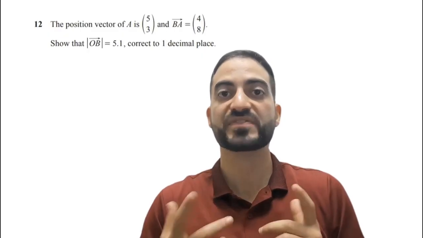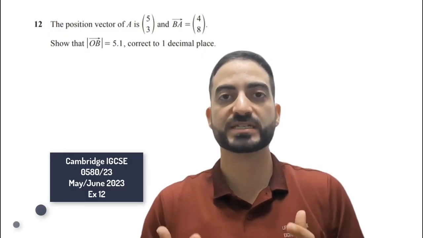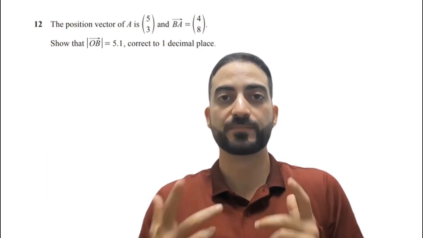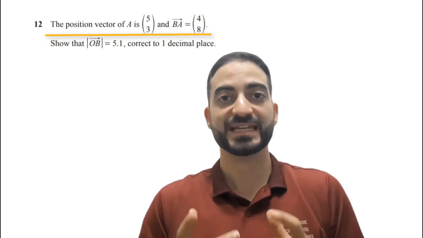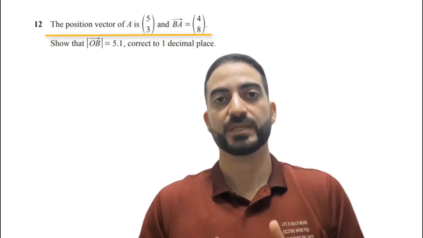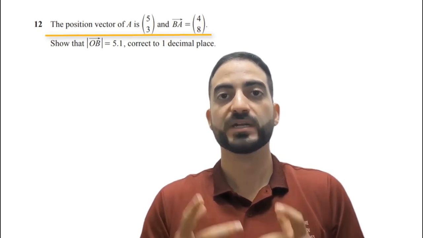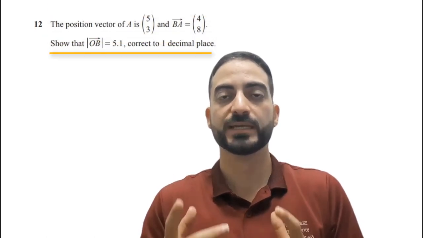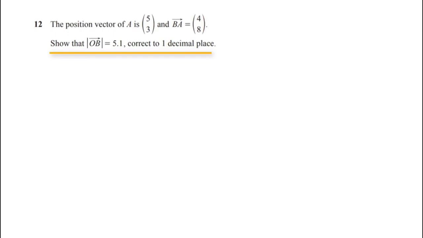We will solve the 12th question for the Cambridge IGCSE 2023 competition. This question tells us that the position vector of A is (5, 3), and vector BA is (4, 8). Show that the magnitude of the vector OB equals 5.1, correct to 1 decimal place.